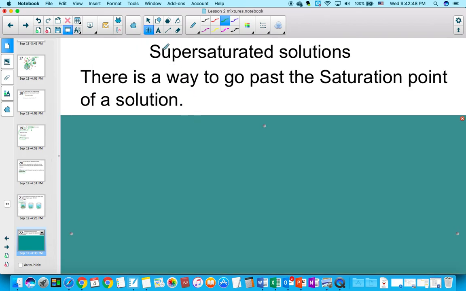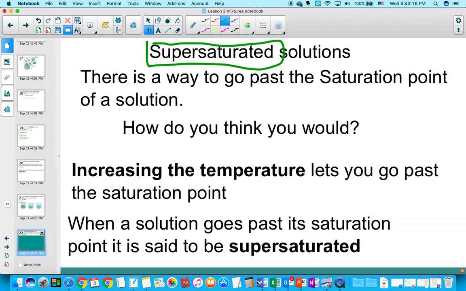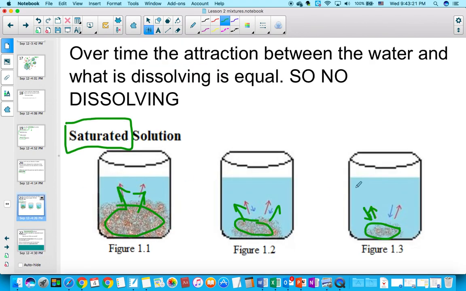So I did say that when a solution becomes saturated, you cannot add any more solute to the solvent, or any more sugar to the water. It's kind of half true, because you can supersaturate a solution. So there's a way to get past that saturation point, right? And that is by increasing temperature. You can increase the pull of the water. You can increase the pull of the solvent.